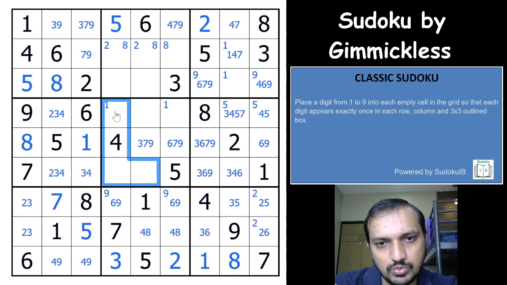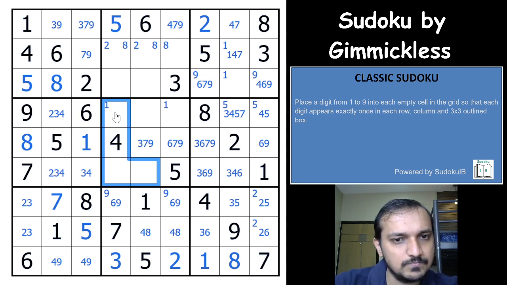1, 2, 3. I have 4 here, 5, 6. 8 is in one of these two cells, right?